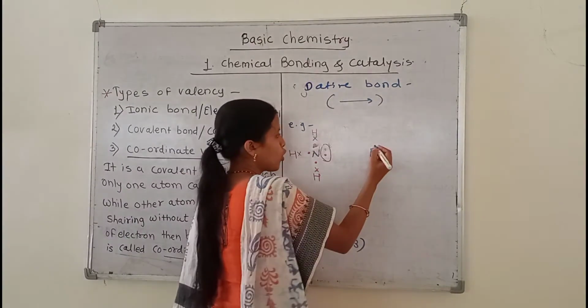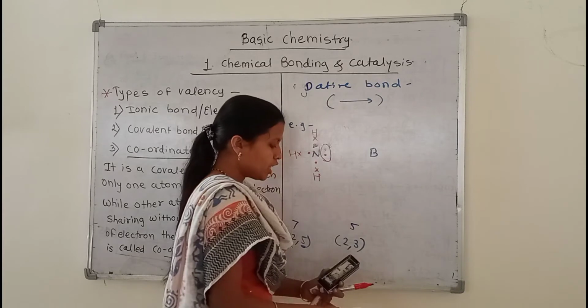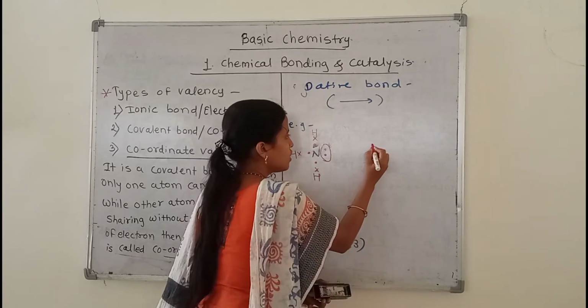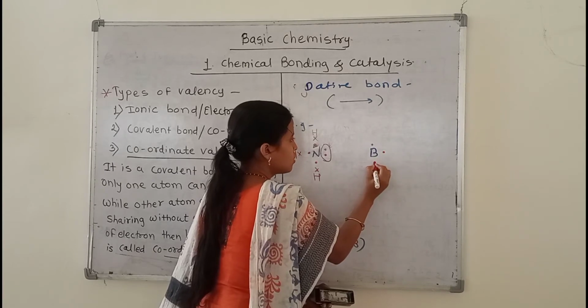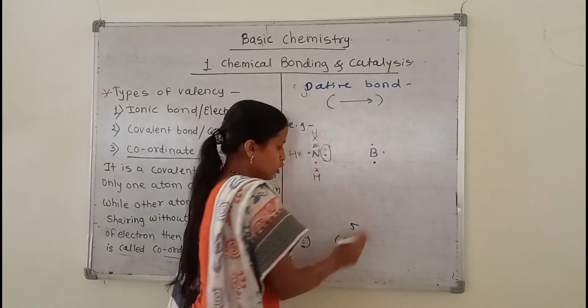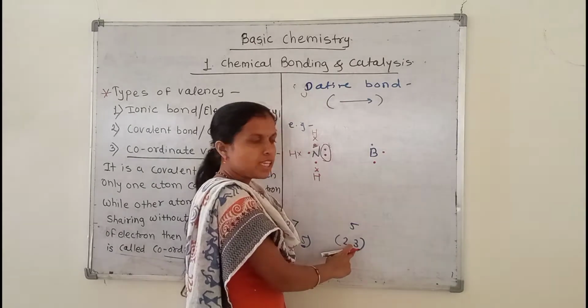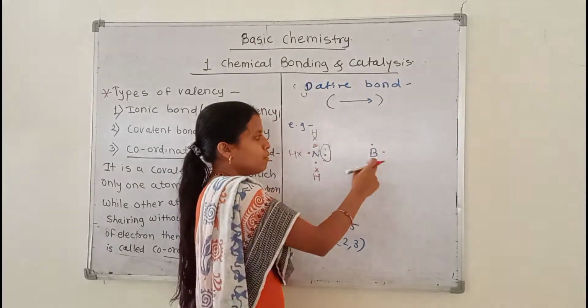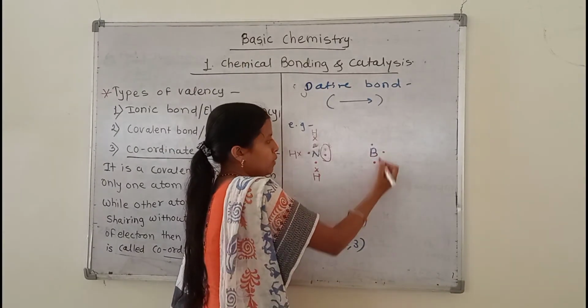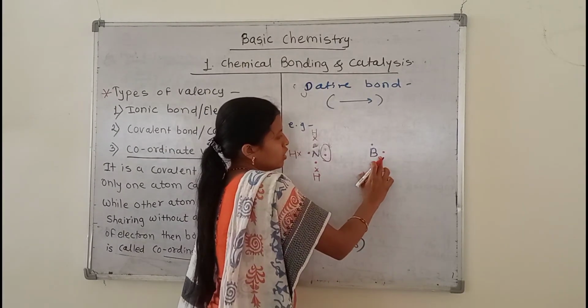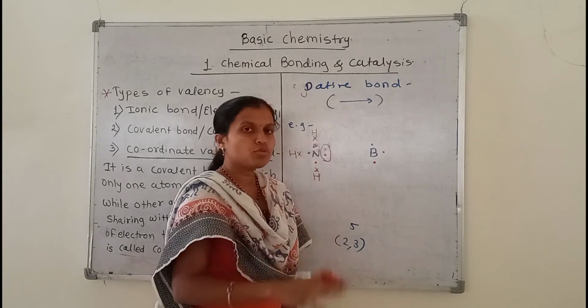Okay, so the boron has an outermost shell containing 3 electrons, which we write here as dots. These 3 electrons will be present in the boron atom, and we will represent them here. This boron atom requires 5 more electrons to complete its octet.